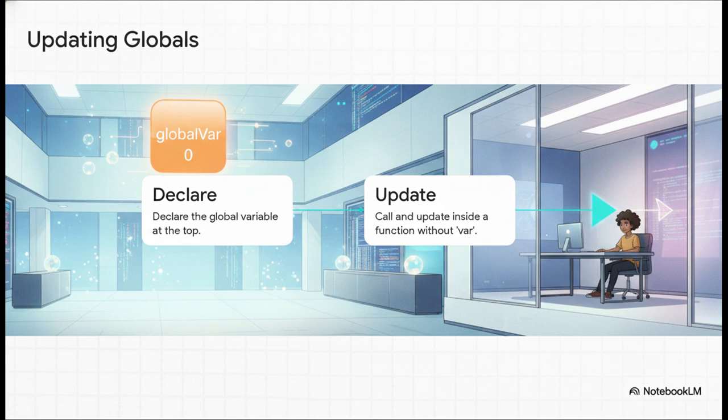Step 2, when you're inside your private function office and you want to update that lobby variable, you just call it by its name. The critical trick here is you update it without using the var keyword again. Actually, scratch that, any declaration keyword like var, let, or const. By dropping the keyword, you're telling JavaScript, hey, don't build a new local variable in this office. Just reach out into the lobby and update the one that's already sitting out there.